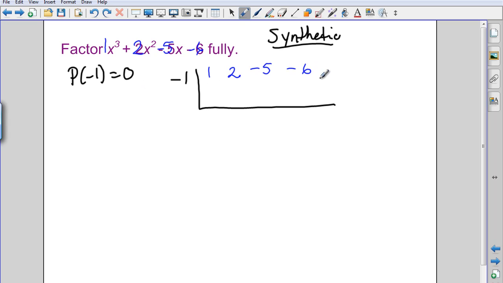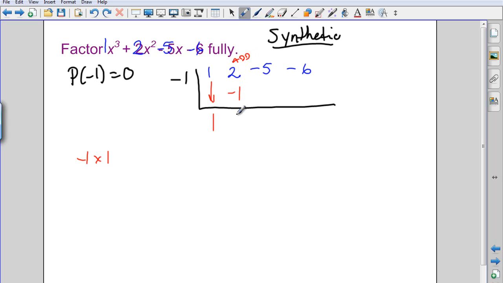Once the constants are all written down, these are the steps involved. We always drop the first term down to the bottom. Then the process is we multiply these two together: -1 multiplied by 1. We put the product right below the next place. And then, very important, you add vertically.